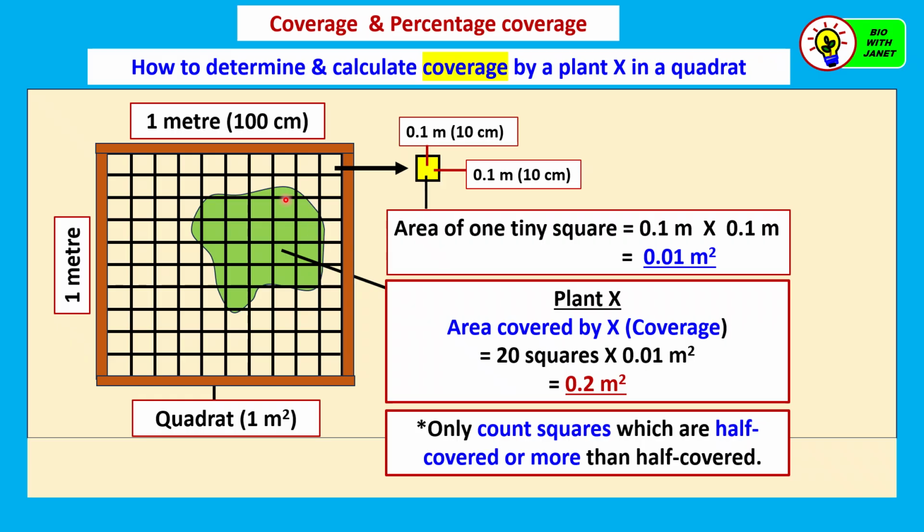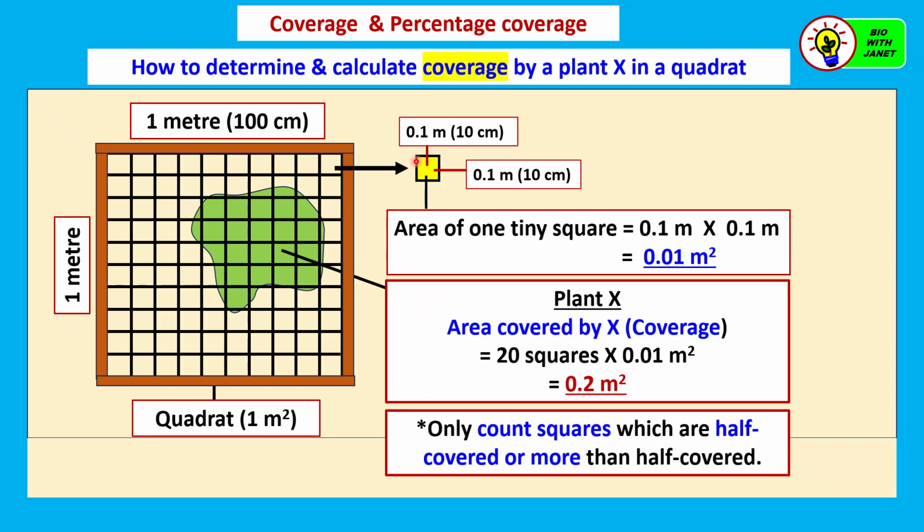So to calculate the coverage, you first have to divide the quadrant into smaller squares so that we can count the number of tiny squares that have the plant, when you put the quadrant on top. So we can divide it into 100 small squares here by using strings to divide it, all right? So every 10 cm, you tie a string from one end to the other using nails and the string to tie. Now every 10 cm, you tie another string, vertically and also horizontally, okay? So in that way, you divide up the quadrant into 100 small squares.